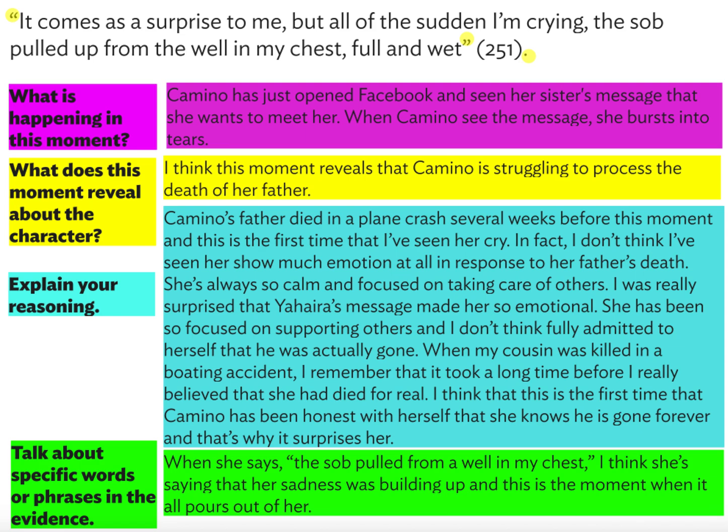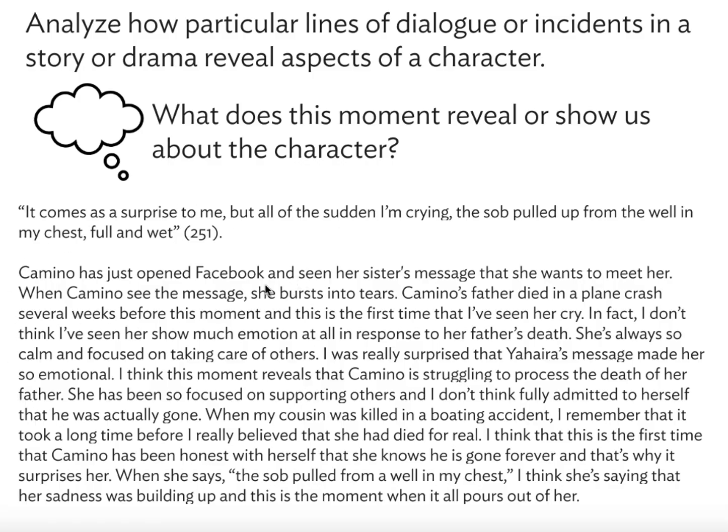I want you to explain your thinking. And remember, this shouldn't feel like a claim-based paragraph. You can just write and show me your thinking. Explain what you're thinking, why you think that reveals that about the character. And you don't have to, but you might talk about specific words and phrases in the evidence or in the quote that you've chosen. So it is going to look like a paragraph.